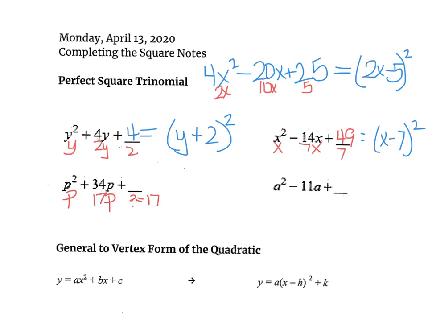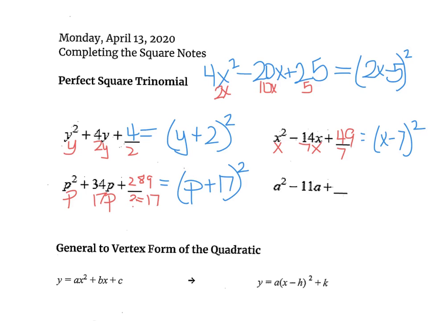And 17 squared, let me get a calculator. 17 squared is 289. So this number is 289. How does it factor? I'll pause. You write it down. It factors as p plus 17 squared.